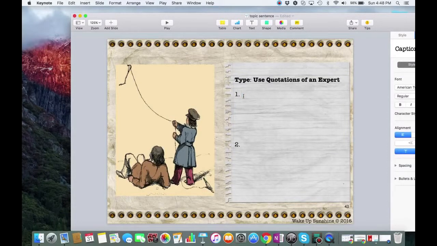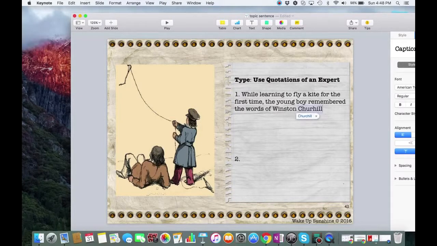So if we're utilizing the quotations of an expert as our topic sentence form, I look at the picture and I see, to me, it looks like someone, maybe a young boy long ago, was learning to fly a kite. So a possibility could be, while learning to fly a kite for the first time, the young boy remembered the words of Winston Churchill, who stated, "Never, never, never give up."